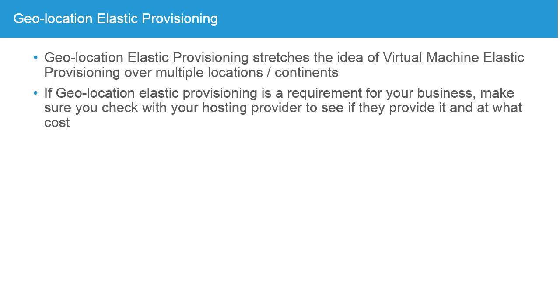Geolocation elastic provisioning takes that idea of virtual machine elastic provisioning and stretches it a little bit further over multiple locations and even multiple continents. For example, most hosting providers have data centers in different regions, and you can configure your VMs and your services in particular regions. Now, in the Americas, there's a huge frenzy of retail shopping that begins about 6 weeks before the end of the year, between the time of the U.S. Thanksgiving and then Black Friday, Cyber Monday, and on through the holiday season. This is less so the buying pattern in Europe.